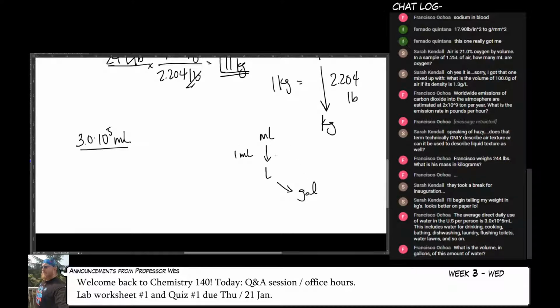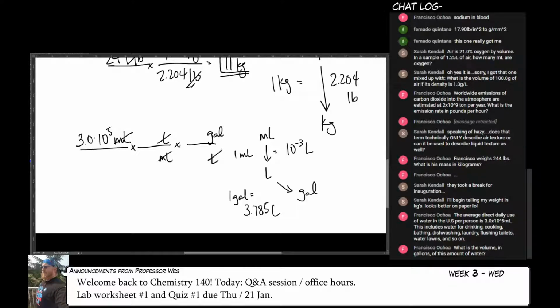A milliliter is 10 to the minus 3 liters. And then I don't know how many liters there are in a gallon, so I've got to look that up. It's like 3.7 something, gallons to liters. 3.7854. So 1 gallon is that many liters. And so you should be able to just do the dimensional analysis: milliliters to liters, liters to gallons.